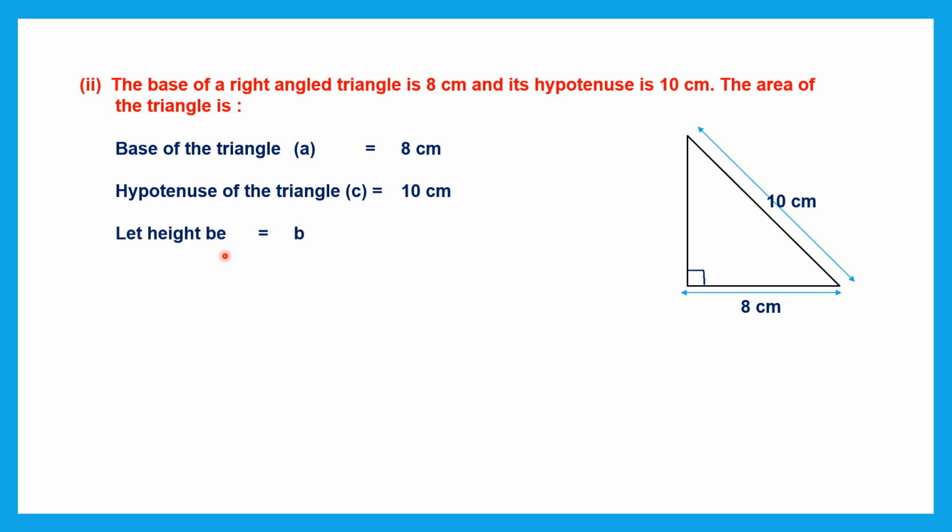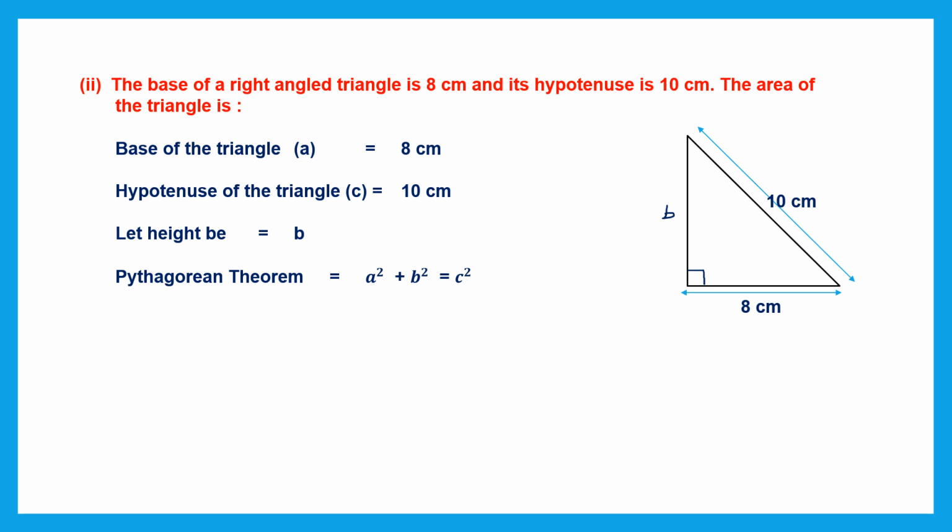Now let height be B. Now if we have to find this height, that is B, we can use the Pythagoras theorem. According to that, what does it say? The square of the hypotenuse is equal to the sum of the squares of the other two sides. The square of the base and the square of the height, if you add together, you will get the square of the hypotenuse. So let's use that formula to find the height. So according to the Pythagorean theorem, a square plus b square is equal to c square. So let's substitute for this to find the value of b, which is the height.